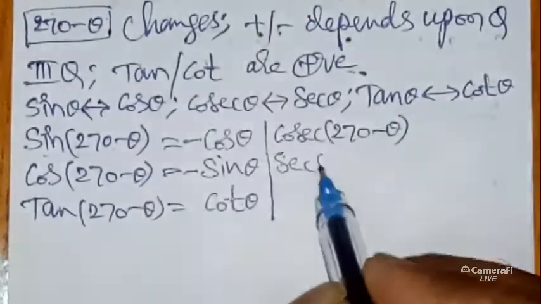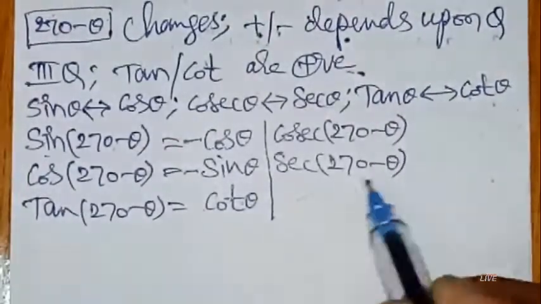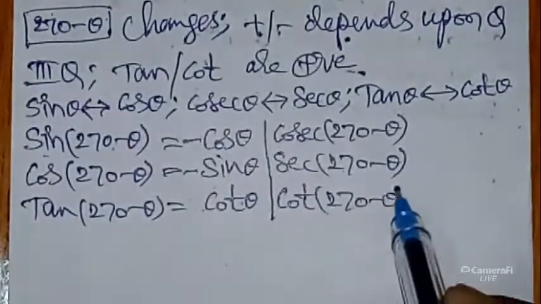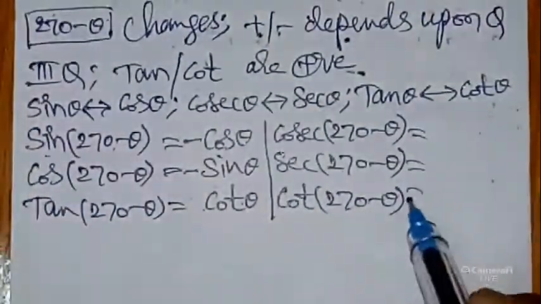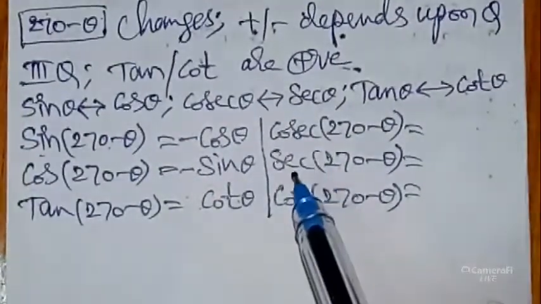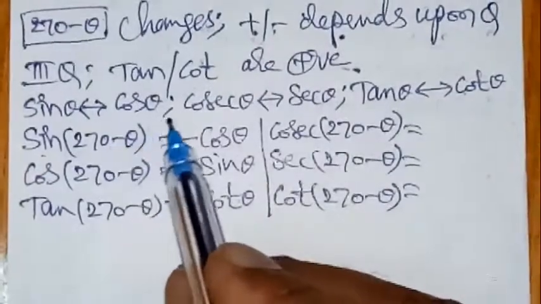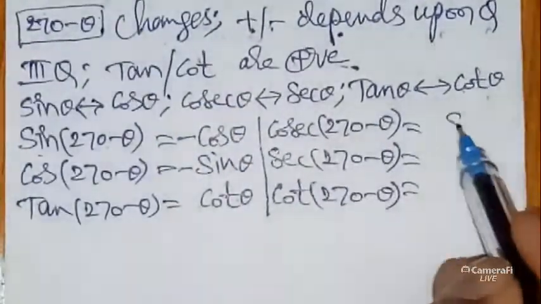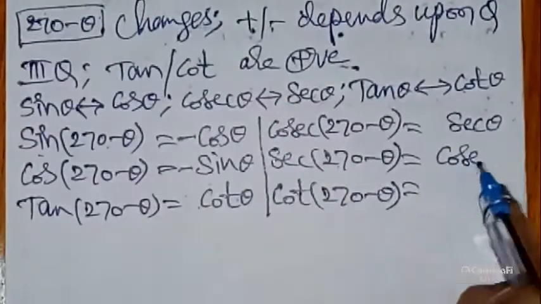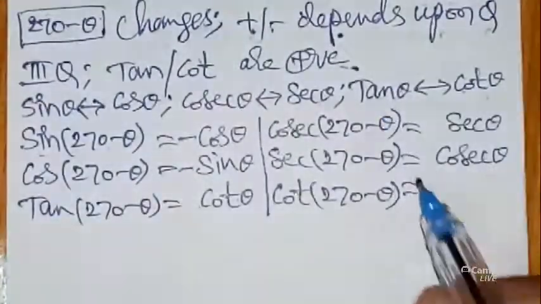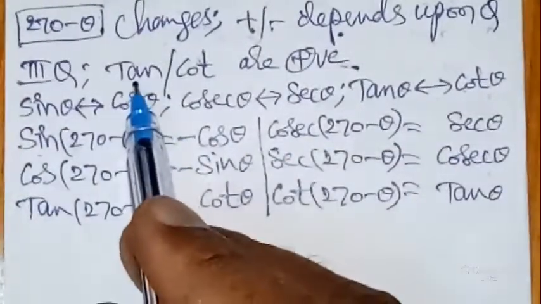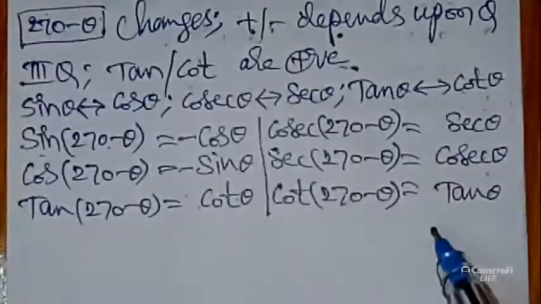Later I wanted to write the reciprocal of sine is cosecant(270 minus theta). Cos reciprocal is secant(270 minus theta). Tan reciprocal is cot(270 minus theta). Here our logic is cosecant changing to secant. Secant is changing to cosecant. Cot changing to tan. And our logic is tan and cot are positive.